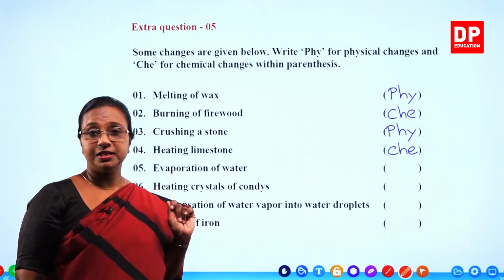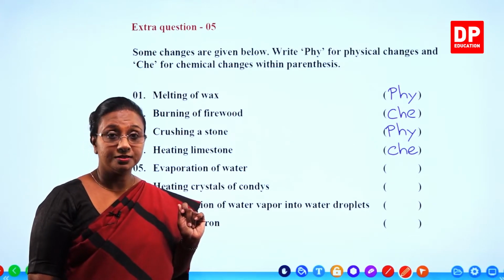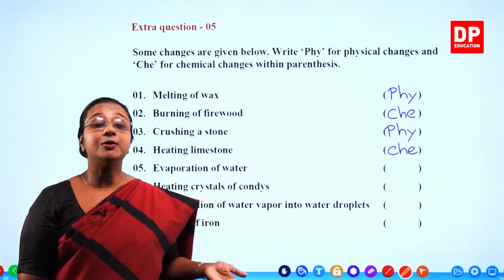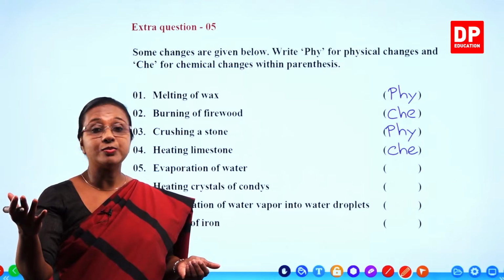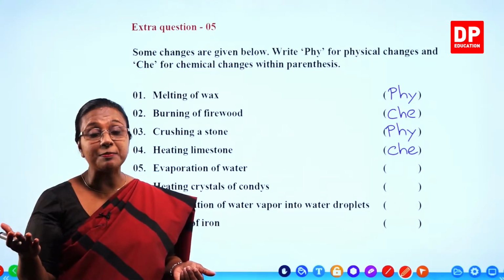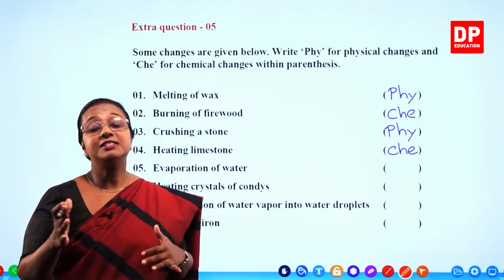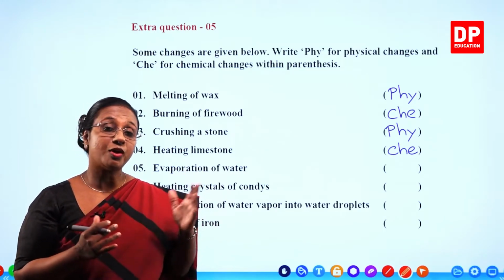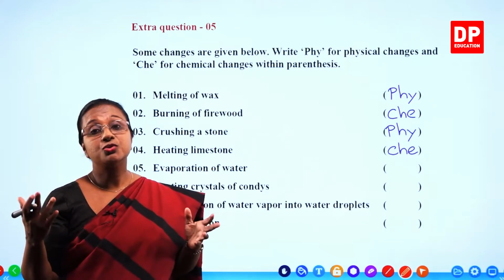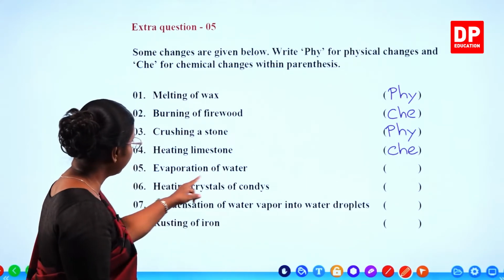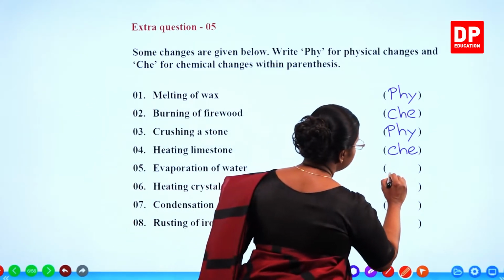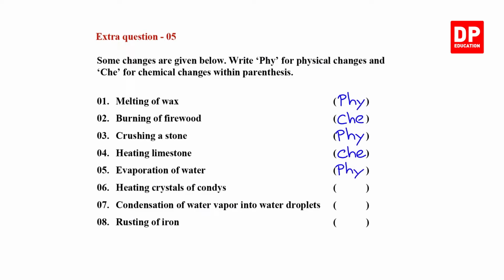Then the fifth one, evaporation of water. Now, water is in the liquid state. When it evaporates, what happens? It becomes water vapor, the gaseous state. So, there it is only the physical state that changes from liquid to gas. So, it is a physical change. Evaporation of water is a physical change.